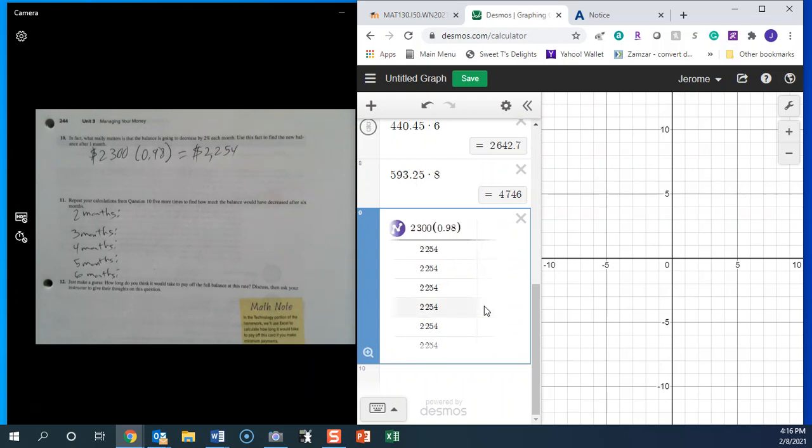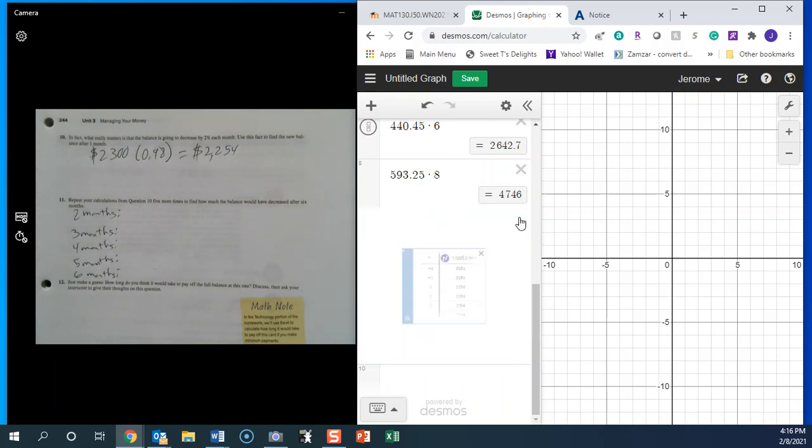Oh, wait a minute. Oh, you know what? I'm sorry. I did one thing incorrect here. I was supposed to take this to the x power. Let me just redo it.